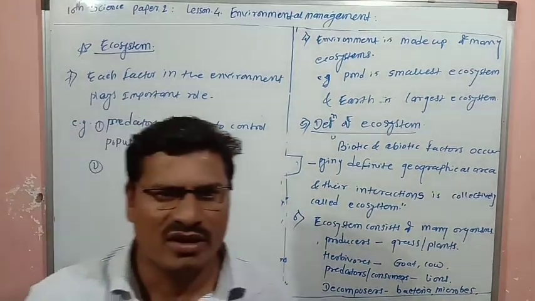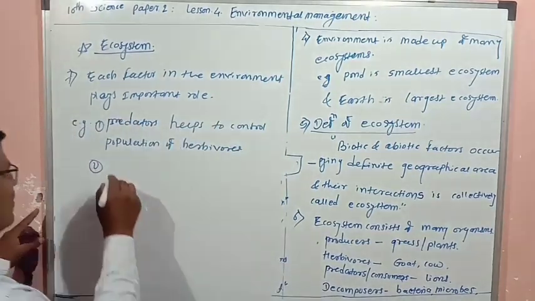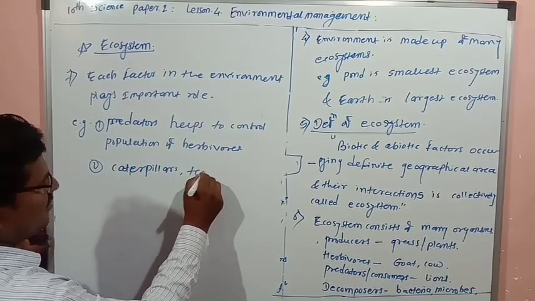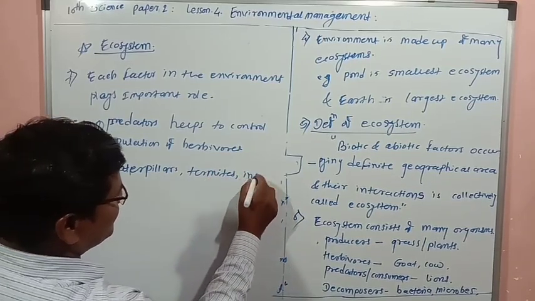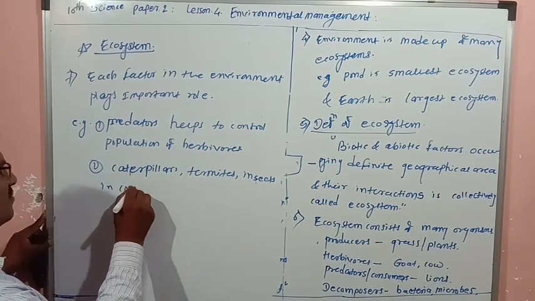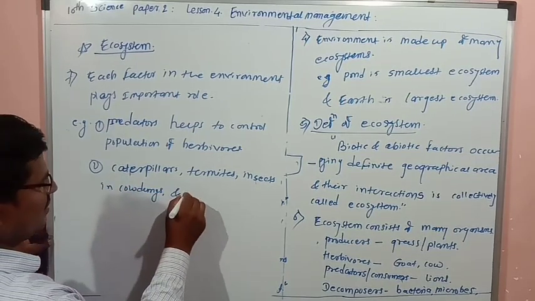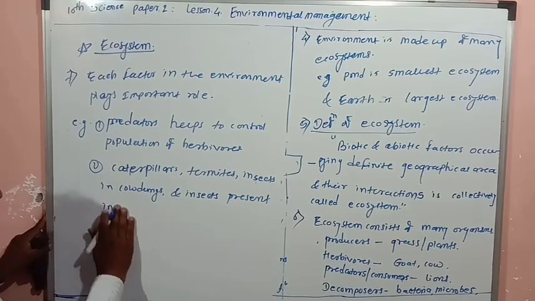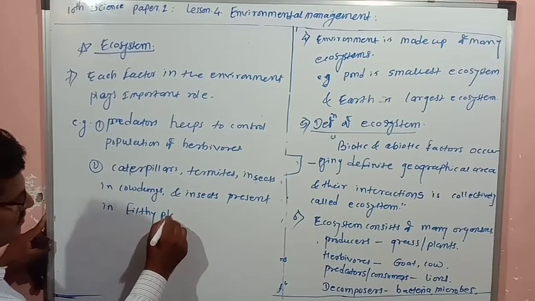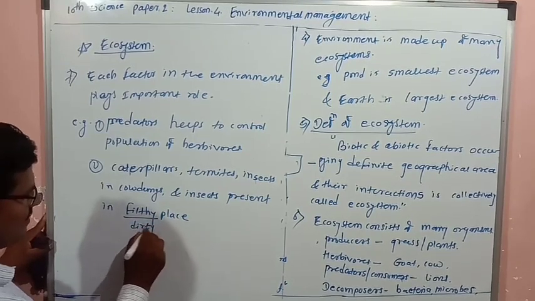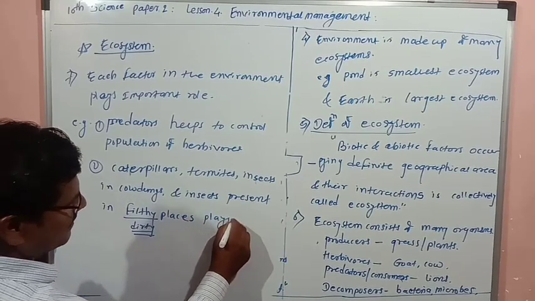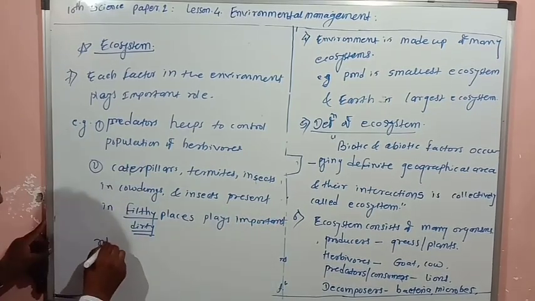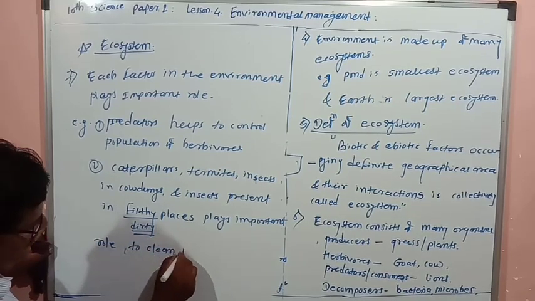The second thing is that caterpillars, termites, insects in cow dung, and insects present in filthy, dirty places play an important role to clean the environment.